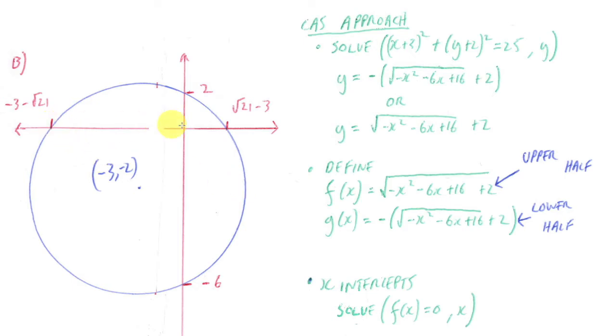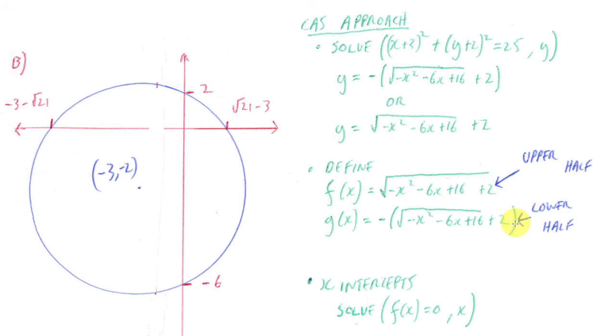Now, as far as the intercepts are concerned, the easiest way is to deal with the CAS here. With my CAS, I simply put in the expression and I'm solving for y. That will produce two versions, positive or negative, of that format that we've got there. And then I can define them separately. So I define f of x, and that will be the upper half, and then I'll define g of x with that negative out the front, and that will be the lower half.